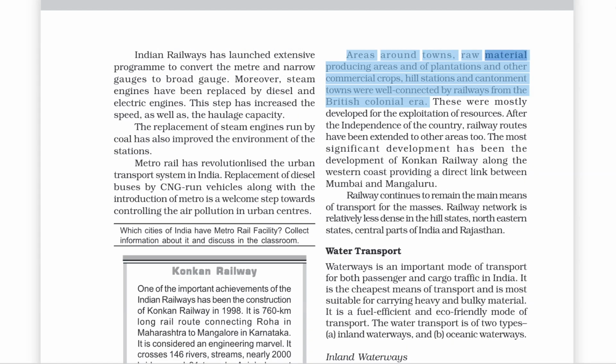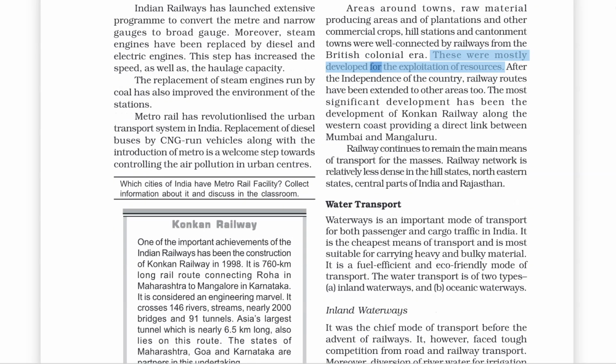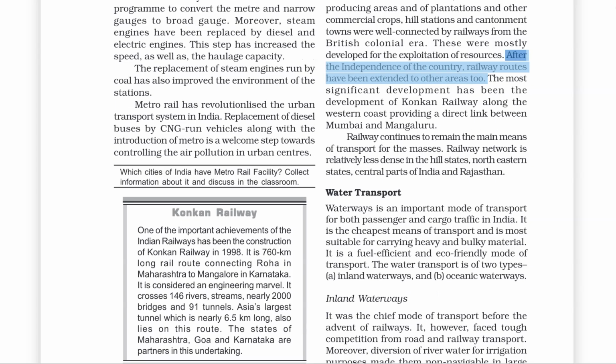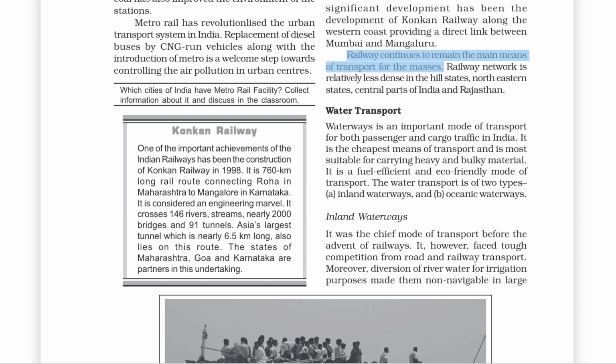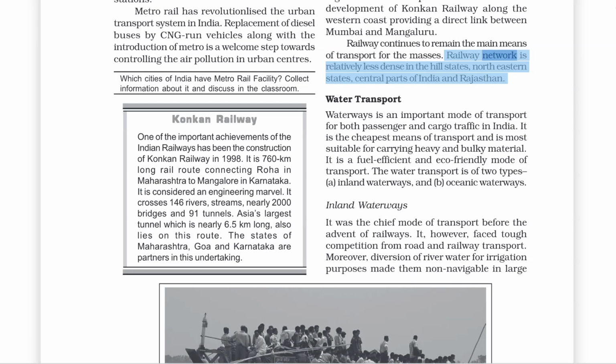Areas around towns, raw material producing areas and of plantations and other commercial crops, hill stations and cantonment towns were well connected by railways from the British colonial era. These were mostly developed for the exploitation of resources. After the independence of the country, railway routes have been extended to other areas too. The most significant development has been the development of Konkan Railway along the western coast, providing a direct link between Mumbai and Mangaluru. Railway continues to remain the main means of transport for the masses. Railway network is relatively less dense in the hill states, northeastern states, central parts of India and Rajasthan.